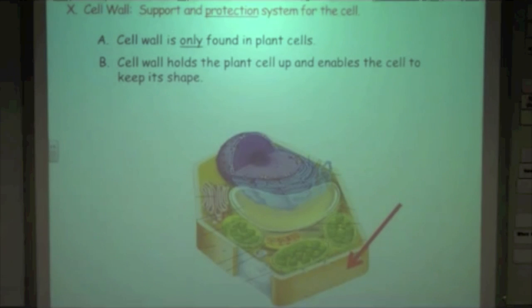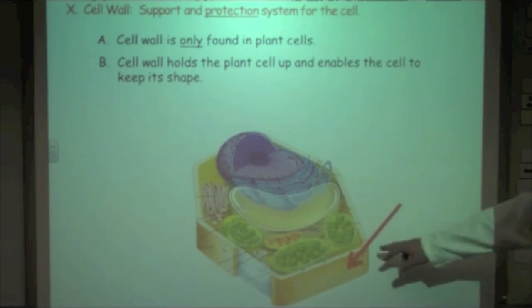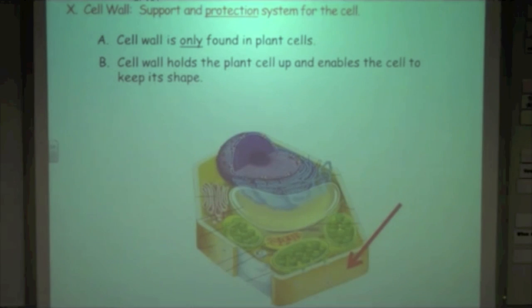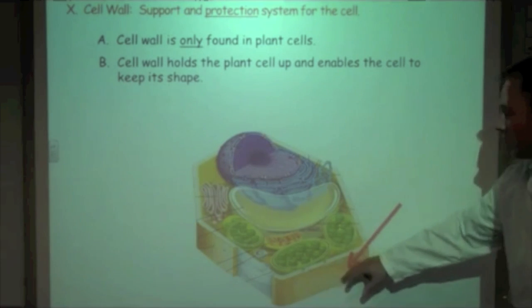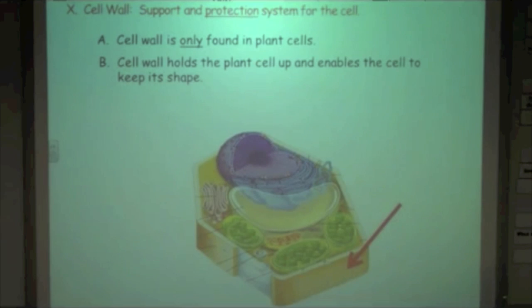Cell wall. Cell wall is the support and protection system of the cell. The cell wall is only found in plant cells. Animal cells do not have a cell wall. Okay? Only plant cells have a cell wall. So a plant cell has a cell wall and a cell membrane, whereas an animal cell only has a cell membrane. And it's the outermost layer, okay, rigid outermost layer of the plant cell is the cell wall.